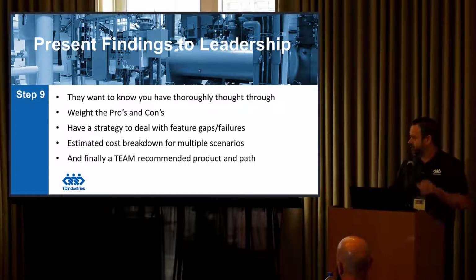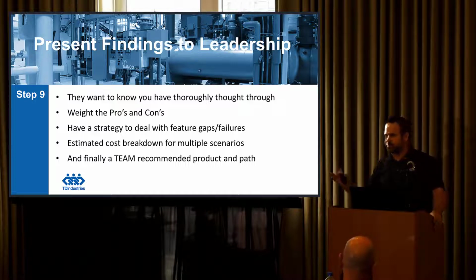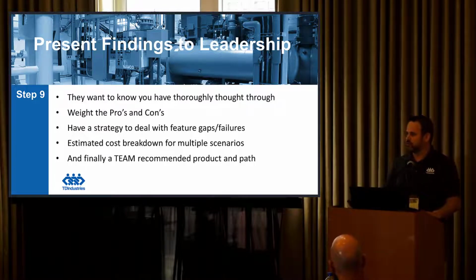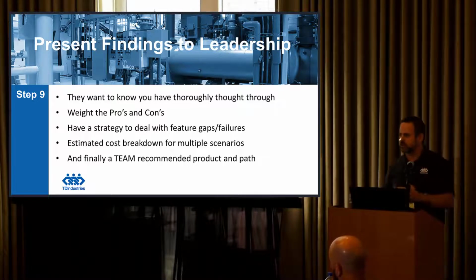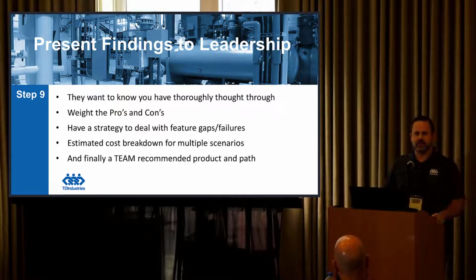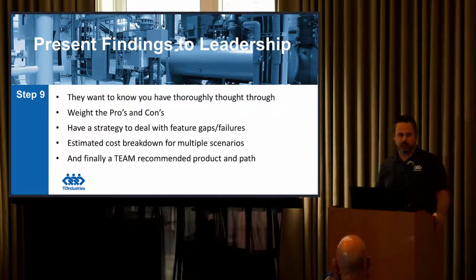Estimate your cost breakdown. Multiple scenarios. If we buy this product and couple it with this product, this is how much it's going to cost. If we go with this product and couple it with this product, this is how much it's going to cost. You've got to give them options, again letting your leadership know you've well thought through this decision. These are your options, and I'm going to make a recommendation on the product combinations that I think are the best fit for your company. And then finally, as a team, you recommend a product and a path forward, okay?